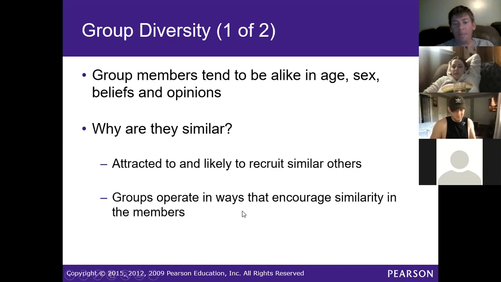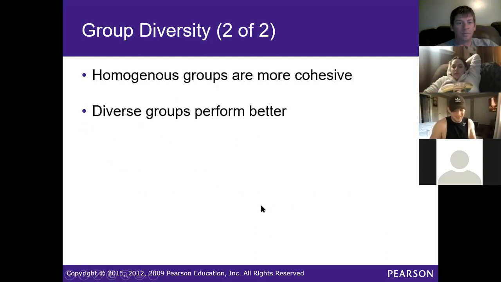And of course, groups will operate in ways that encourage similarity, right? Come on, do what we're doing. You'll like it. Homogenous groups are more cohesive, but, and this is the part that I really like, diverse groups perform better.